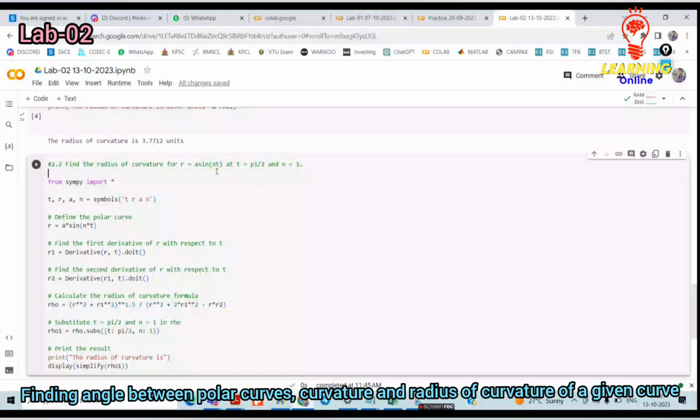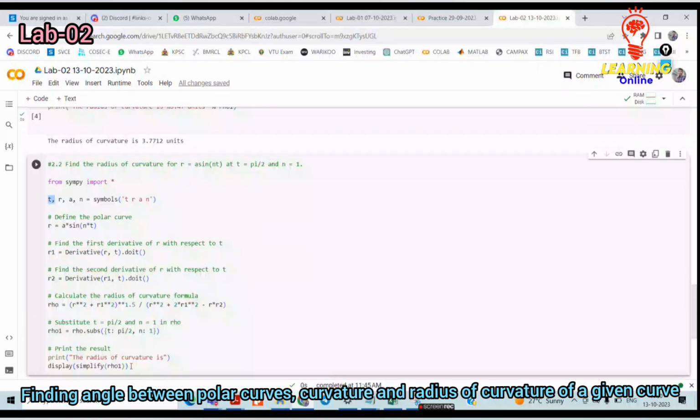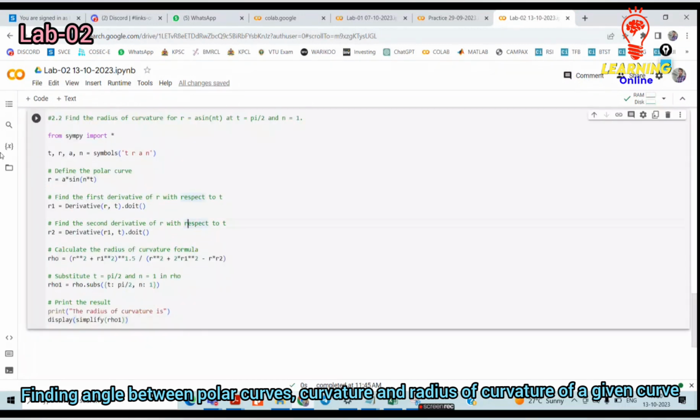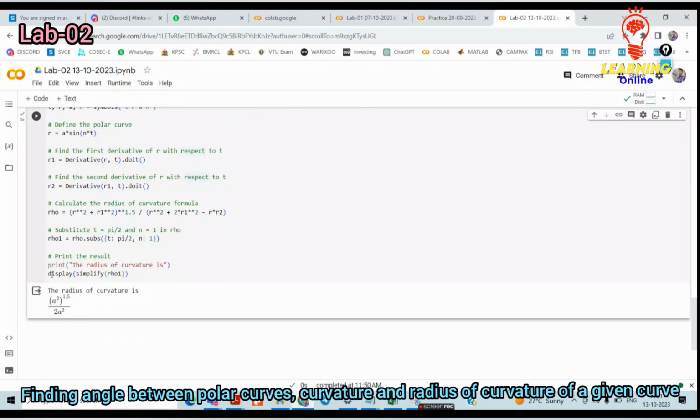Because of that reason, a is one parameter, n is one parameter, r is one parameter, t is one parameter. Keep this in mind. Don't get confused. Then I'm defining all these things. Then I have to get the value of that particular radius of curvature. Okay, I will execute. Once you did this, then you can execute. No need to type the comments. Here, display simplify rho 1.